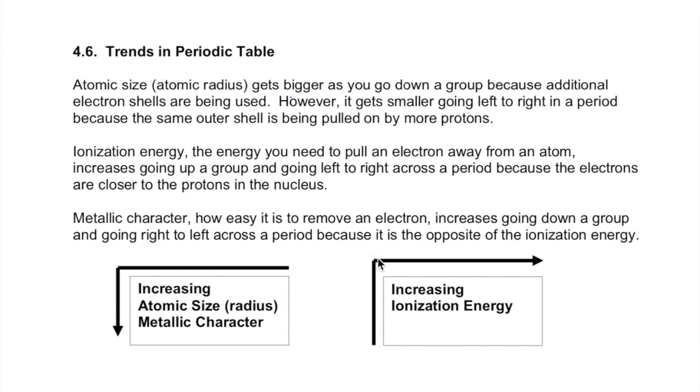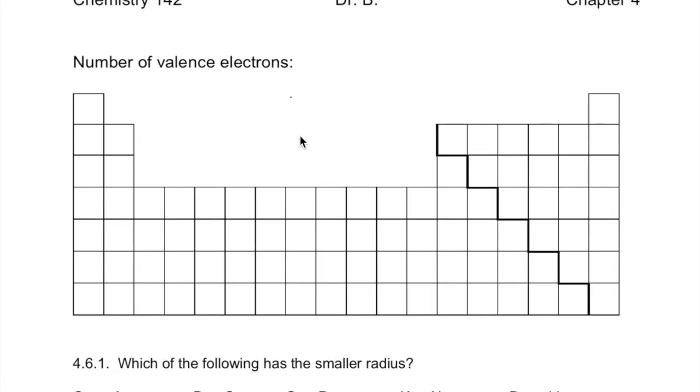Going up and from left to right, you see an increase in the ionization energy. So those are the general trends in the periodic table. For the valence electrons, I will just use a real periodic table to show that.